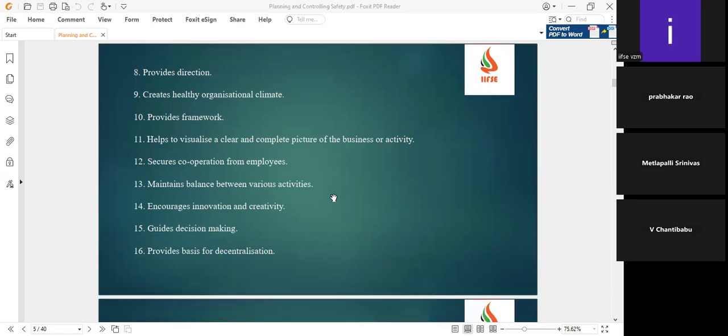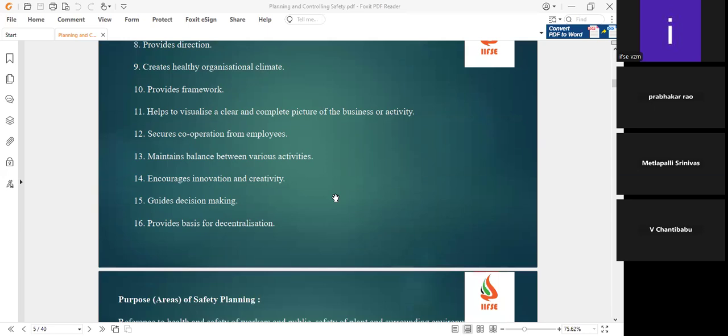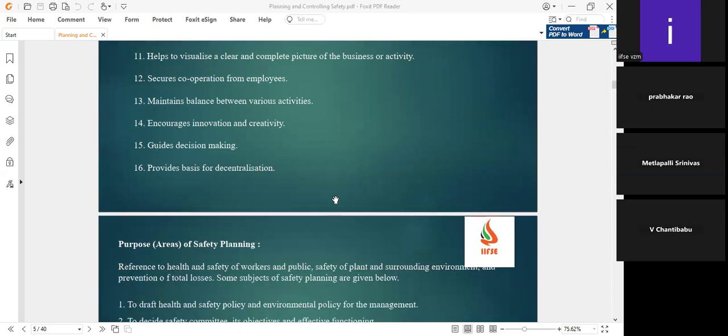Once this guides, decision making will take place. The managers who are involved have to take decisions when any problems arise in between. They have to immediately ask the management to take the decision without hindering the work, because this is a decentralization.